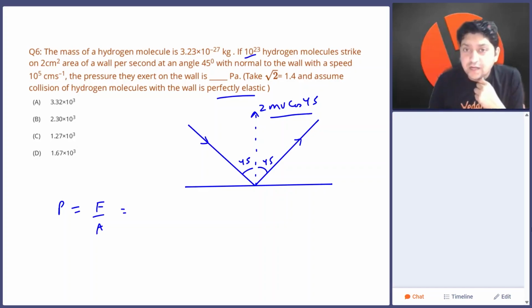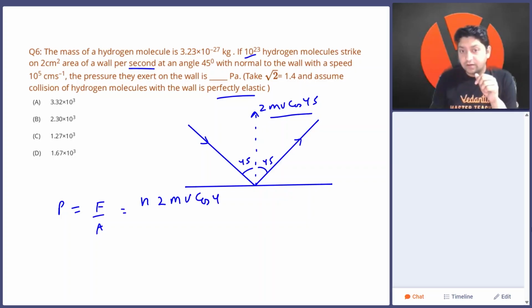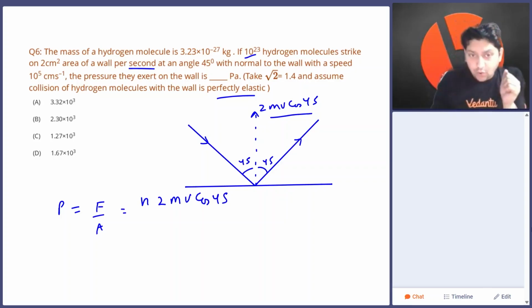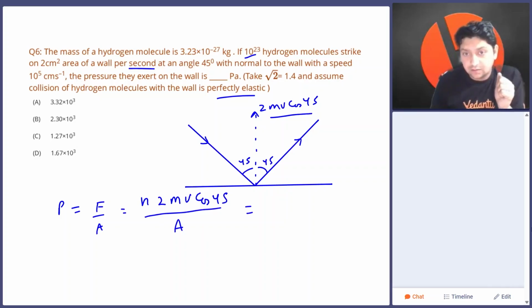As 10 to the power 23 hydrogen molecules strike this much area of the wall per second, the number of particles hitting per unit time is 10 to the power 23. So the total force will be n, where n is the number of particles per unit time hitting the wall, and for one particle the change in momentum was 2 mv cos 45. So the total change in momentum of the particles per second is given by this expression over the area on which the particles strike.